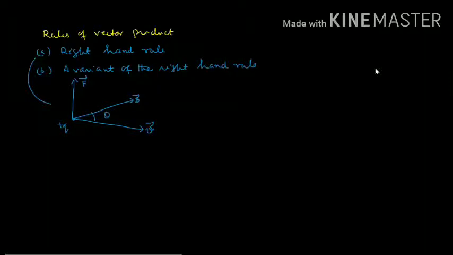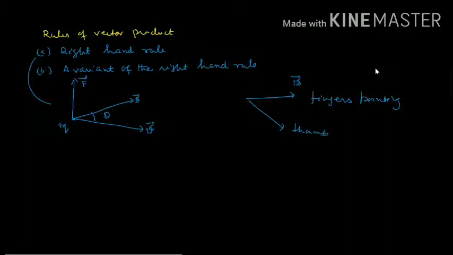And variant of the right hand rule means if the right hand is held flat with fingers pointing in the direction of the magnetic field, and the hand is flat, the direction of the thumb is the direction of the velocity, and perpendicular to the palm is the direction of the force. So this is for the case of a flat right hand.